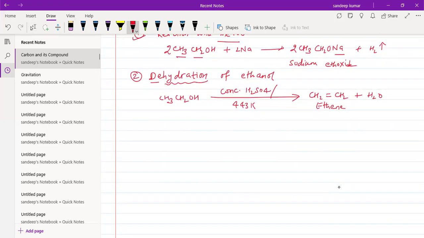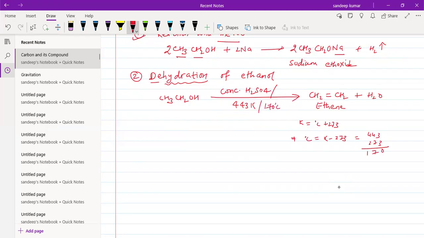What is the condition? Conc H2SO4 at 443 Kelvin. If you want to write in degrees Celsius, you have to subtract how much? 273. So once you subtract, you know how to convert, right? Kelvin is equal to degrees Celsius plus 273. If you want degrees Celsius, then degrees Celsius is equal to K minus 273. In Kelvin it is 443 minus 273. If you do, you will get 170, or we can say 170 degrees Celsius.